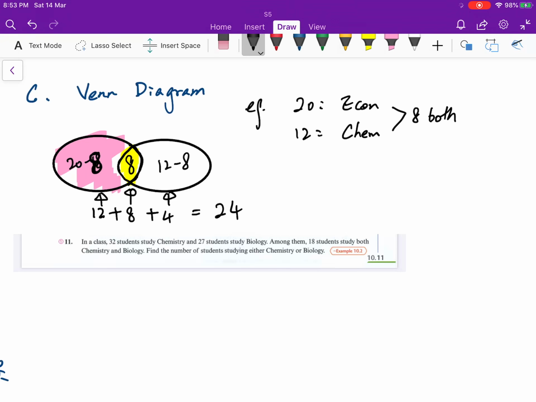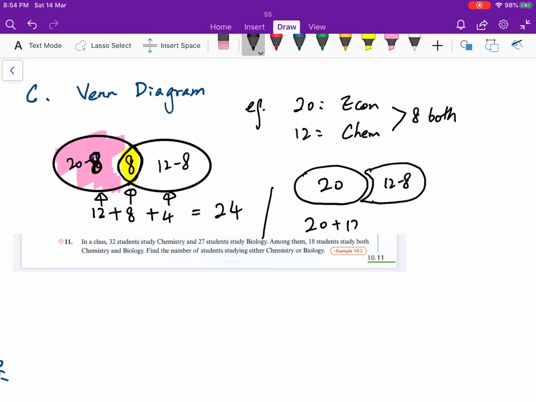So this is one method, or another method, okay? Using Venn diagram, we also have a good method, which is counting the area of them. So econ, we have 20, but how about chemistry? You can see that some of the region overlaps, right? You can't overcount the same region, right? We're only counting this part. So chemistry 12, but we need to minus the 8, okay? The remaining area. So it will be 20 plus 12 minus 8. The answer is also 24.